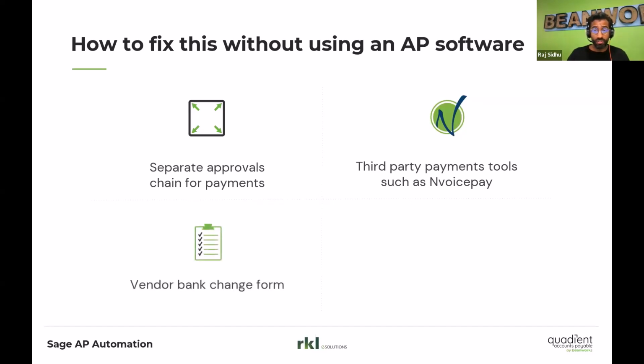Next, you could also start using a bank change form to initiate changes in vendor banking details. So when a vendor asks for their bank details to be changed, you should always ask 2 or 3 questions to confirm the legitimacy of their request. For example, when was their last payment date or the last invoice amount?